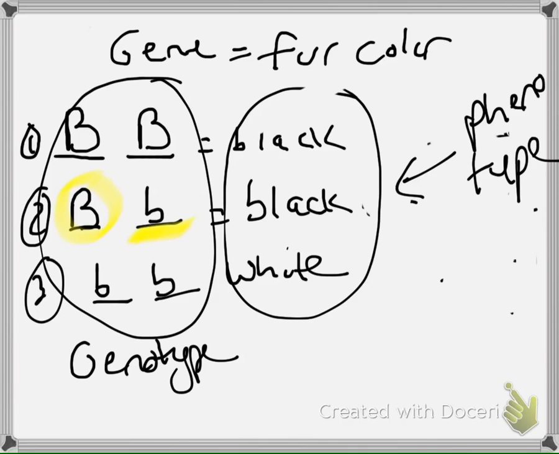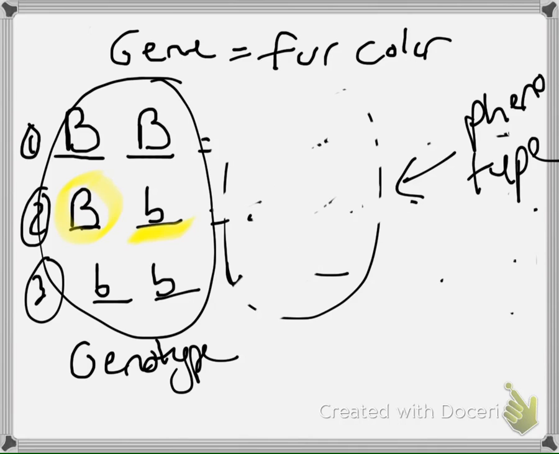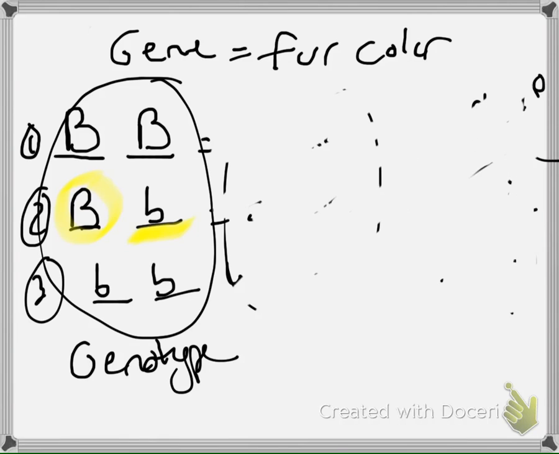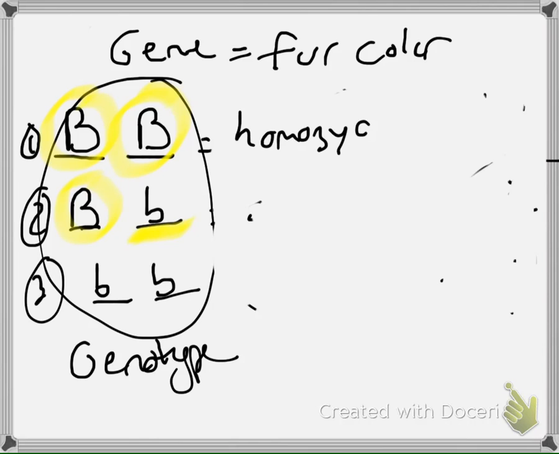Last thing I wanted to do before I go on is the concept of homozygous and heterozygous. Homo always refers to same, and hetero always refers to different. So because these two alleles, this one is dominant and this one is dominant, both are dominant, so both are the same. So this is considered homozygous dominant, because both are dominant.